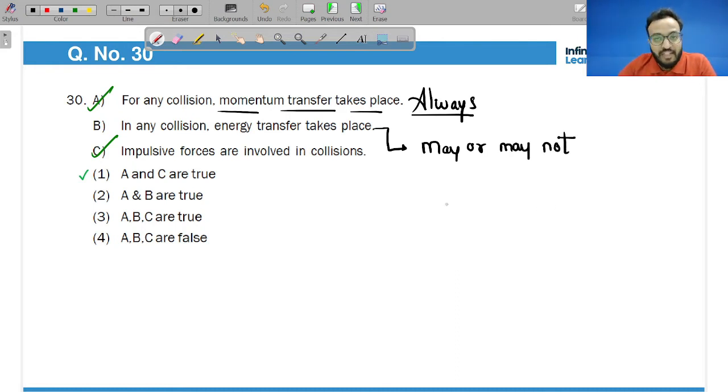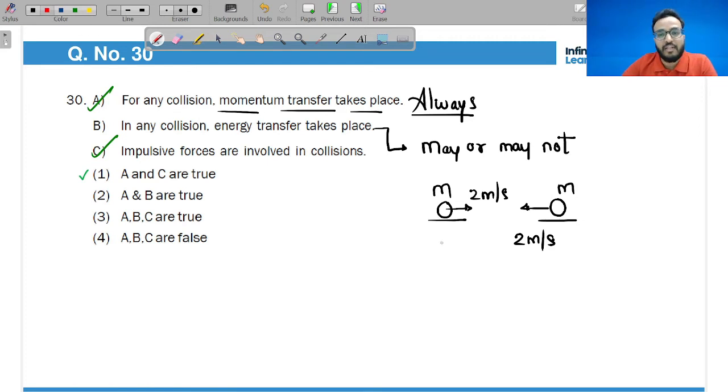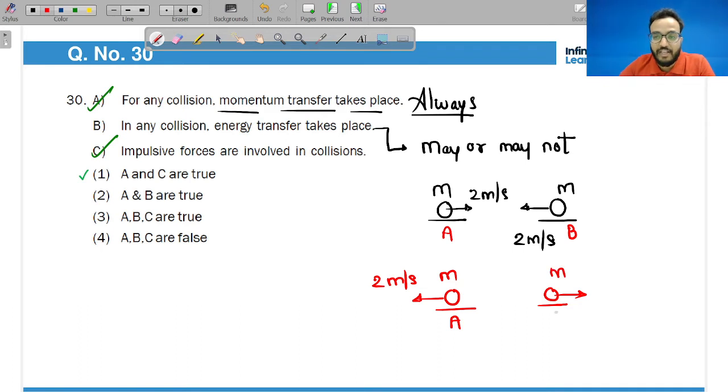Because if you take that special case where a mass m is moving with 2 meter per second, and another mass is there, it is also coming with 2 meter per second. This is m. If you take this particular special case, this is A, this is B, then after collision A will go back with the same speed, 2 meter per second, and B will also go in this direction. Their velocities will get exchanged, but the kinetic energies are still same. So there is no transfer of energy in this particular special case. That is why this is a little bit false.